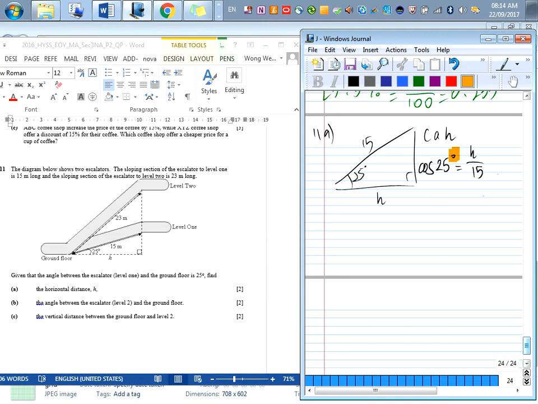Your final answer will be 1 dp. Before that, 3 dp, just add 2. Then now, the value of h is equal to 15 cosine 25 degrees. And we get an answer, round it off to get 13.6 meters.